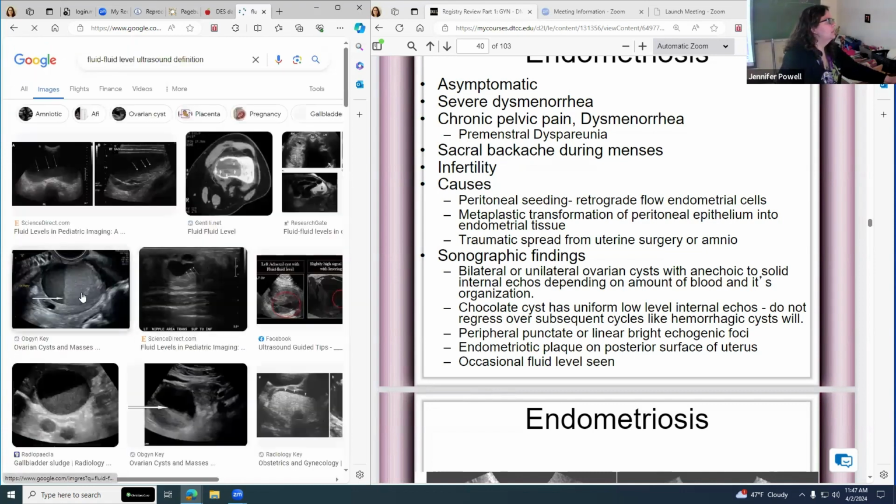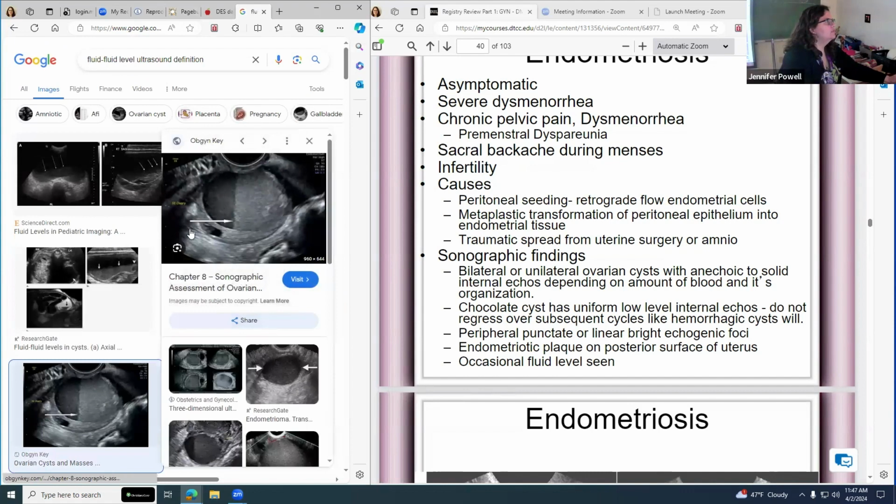So here's a good example. This is what's called a fluid level. And does anybody know why it looks like this? Like, it looks like it's defying gravity. But does anybody know why it looks like that? Because on transvag ultrasound, this is actually posterior. So if you were to take this image and rotate it clockwise 90 degrees, that would actually be the actual orientation.